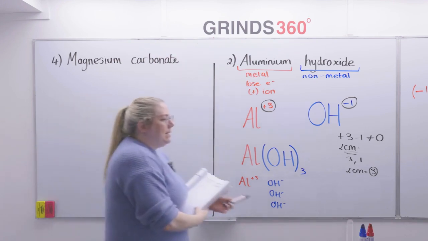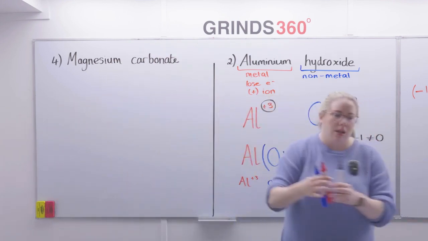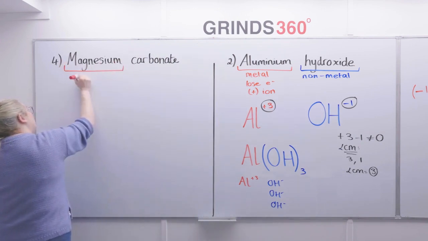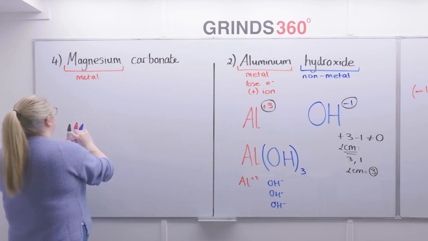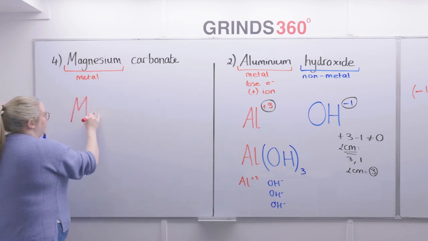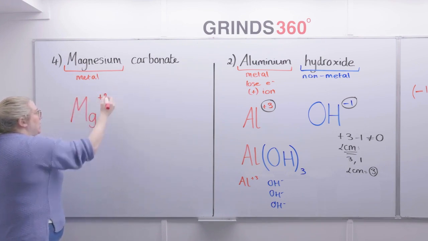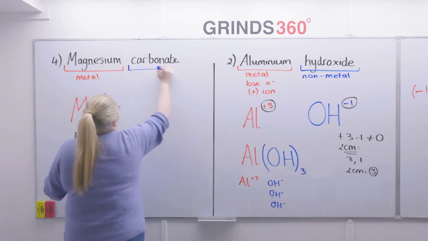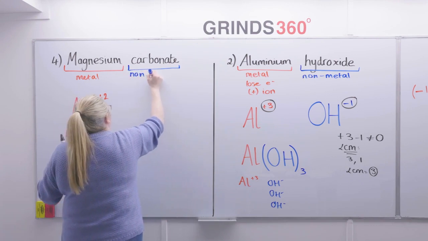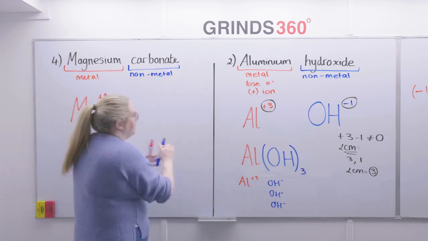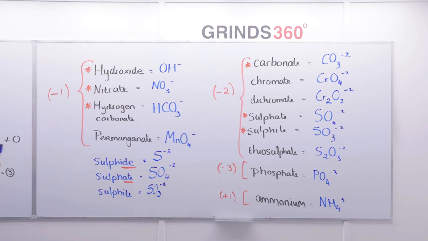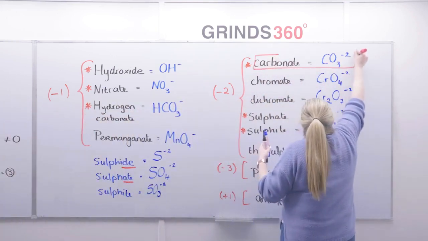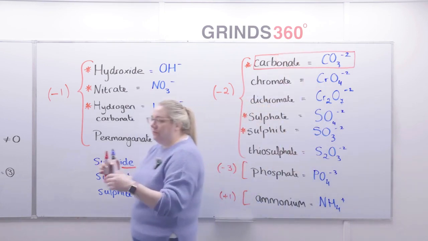Okay, magnesium carbonate. So here, you start off with your metal, which is the magnesium. Magnesium is in group 2 of the periodic table, and it's going to lose 2 electrons to form Mg+2. The carbonate is the non-metal. Now, the carbonate is something that a lot of students mix up the formula for. So if I switch over here, your carbonate is here. So it's CO3 minus 2.